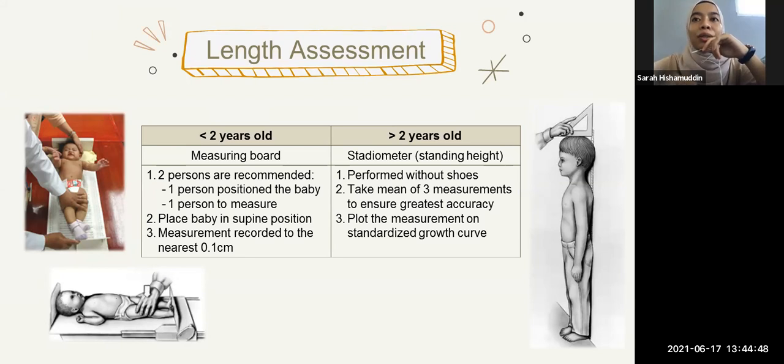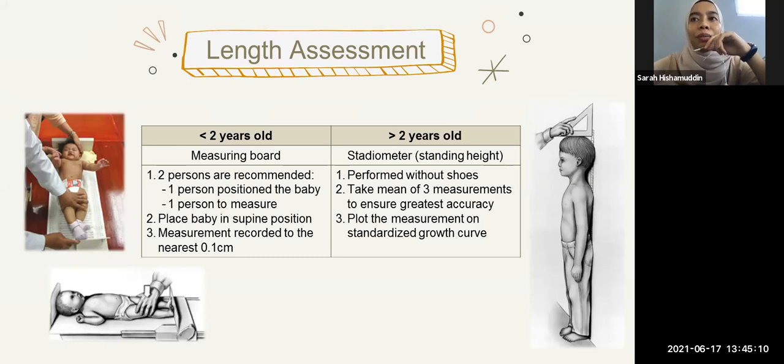For less than 2 years old, we usually recommend having two persons, usually the parent and the medical personnel. One will position and hold the baby, and one will measure. Then we place the baby in a supine position and measure to the nearest 0.1 centimeter.